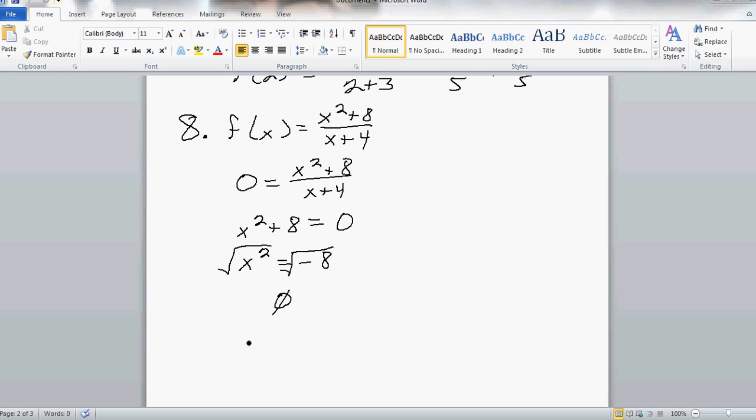As a result, are there any x-intercepts? The answer is no. Nowhere does y equal 0. We have shown that algebraically by plugging in the values and then attempting to solve.